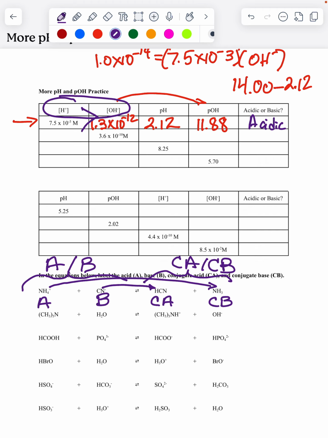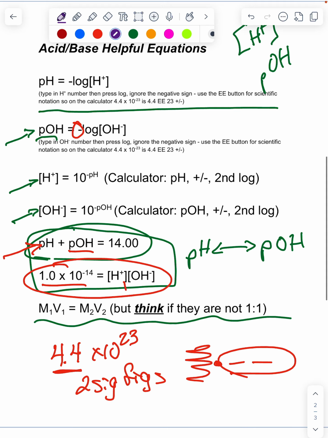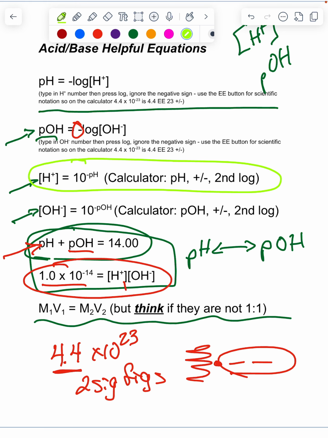Very, very, very simple. But you do need to get used to using these equations, using that log button. The other one that's kind of odd is this equation here. Let's just take a look at it. You're doing 10 to the negative pH. Just trust me, you guys, I did the algebra from this equation to here. What you want to do is type in the pH, press the plus or minus button, press second log. That is how you do it on the calculator, okay?